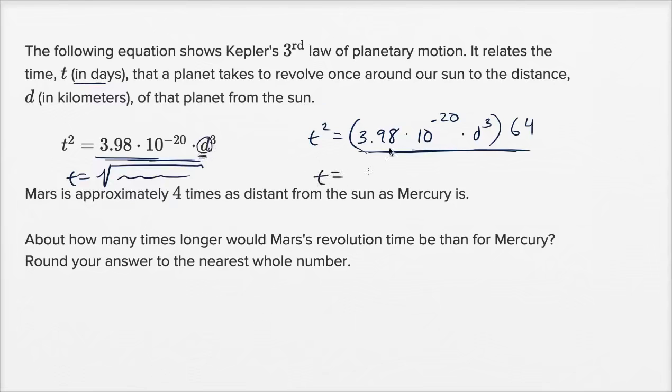Here you're going to get t is going to be equal to the principal root of 3.98 times 10 to the negative 20 times d to the third times, you could throw the 64 into the radical, or you could say times the principal root of 64. Well, the principal root of 64 is 8. So times 8. So when you look at it this way, you increase d by a factor of 4, you're going to increase t by a factor of 8. This expression is the same thing as this expression, but we have a times 8 here now. So about how many times longer would Mars' revolution time be than for Mercury? Well, 8 times longer.